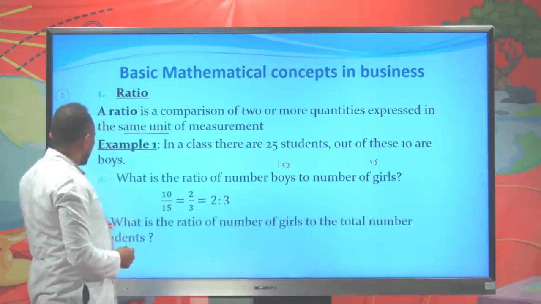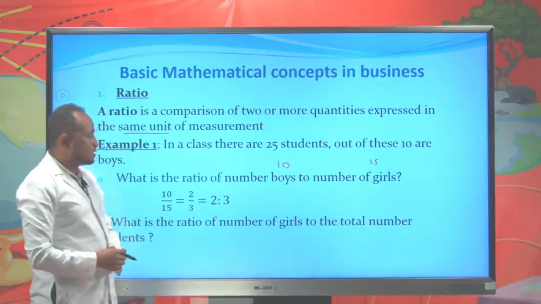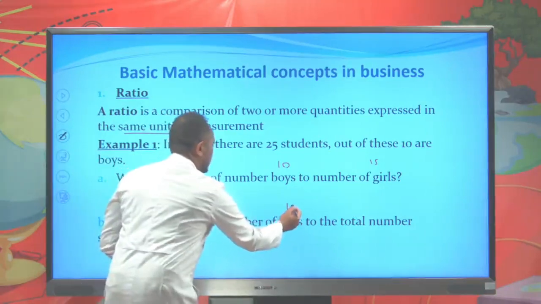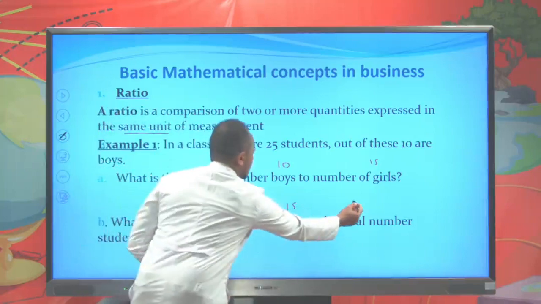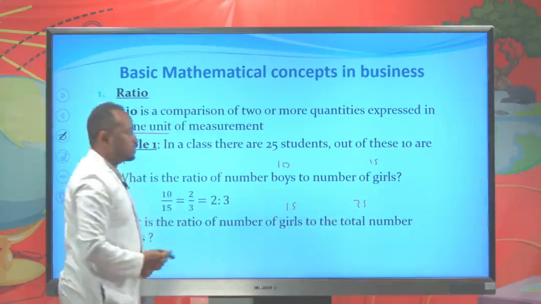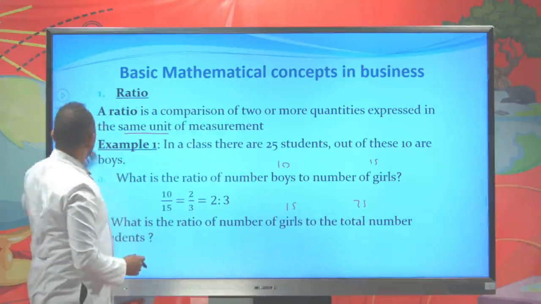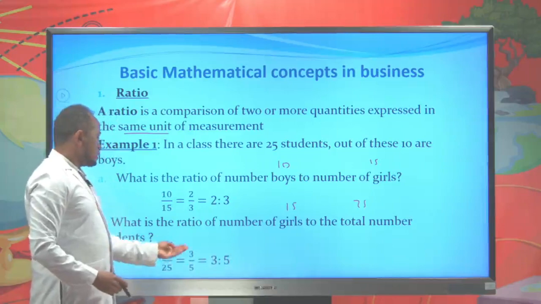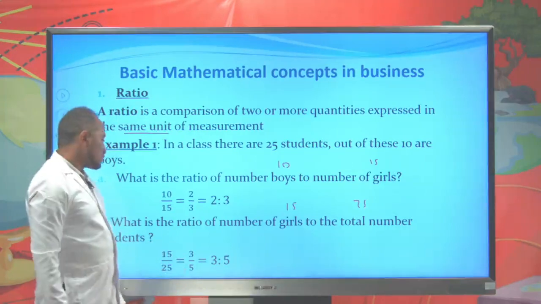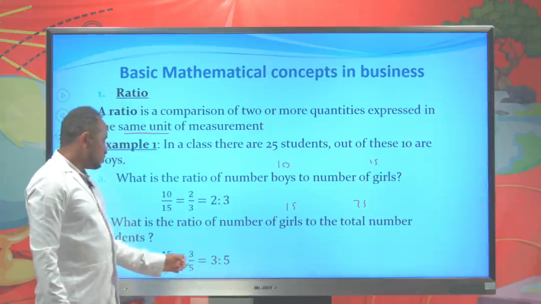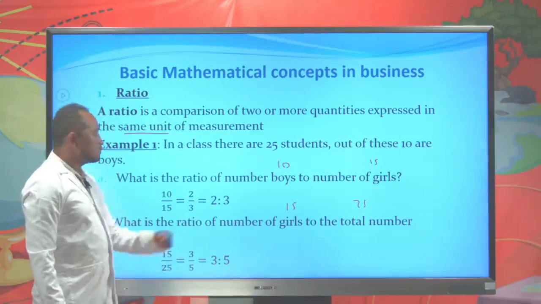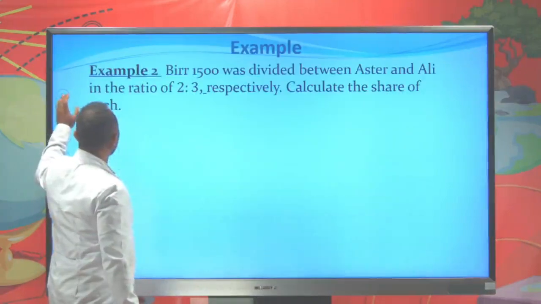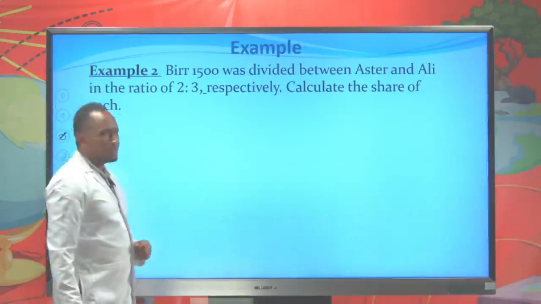Next, what is the ratio of the number of girls to the total number of students? The number of girls is 15 and the total number of students is 25. So the ratio is 15 over 25. Simplifying this, or writing it in lowest terms, dividing by 5, you will have 3 over 5. Therefore, it will be 3 ratio 5. Now, let's see another example.